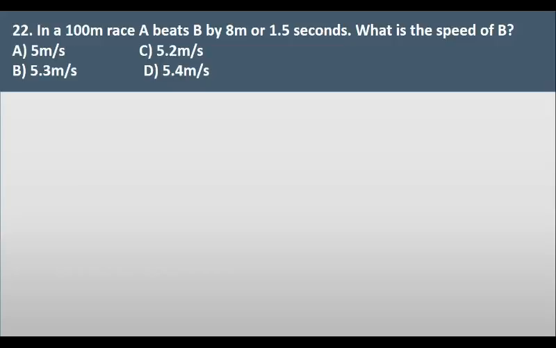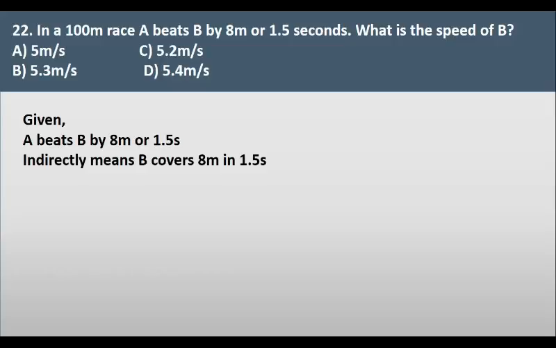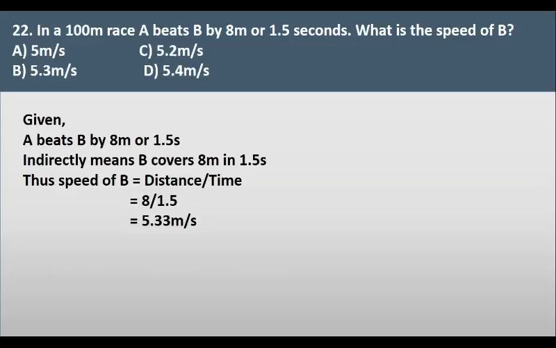If we look carefully at the question, it is given that A beats B by 8 meters or 1.5 seconds. And this indirectly means that after A finishes the race, B would have to cover a distance of 8 meters to finish the race, and it would take 1.5 seconds more. Thus, speed of B may be calculated using the given details. Speed is equal to distance by time, and we know that distance is 8 meters and time is 1.5 seconds. So 8 by 1.5 gives us 5.33 meters per second.